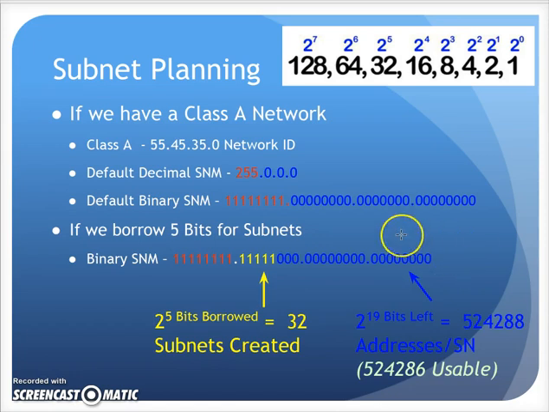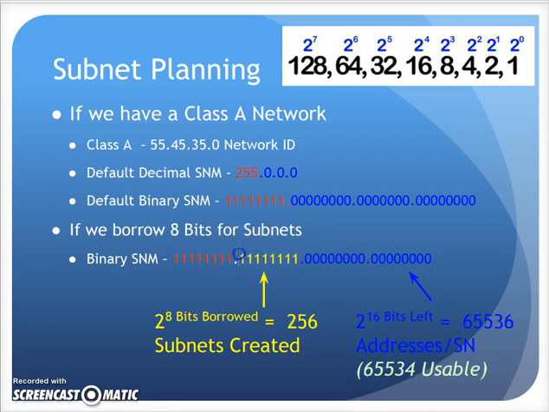If I zoom out to a Class A, many more bits to work with now. But I can borrow 5 bits left to right here, and I'm now left with 16 plus 3 is 19, okay? So 2 to the 5 bits borrowed is 32 subnets. 19 bits left. 2 to the 19 is going to give me 524,288 addresses, of which 524,286 are usable.